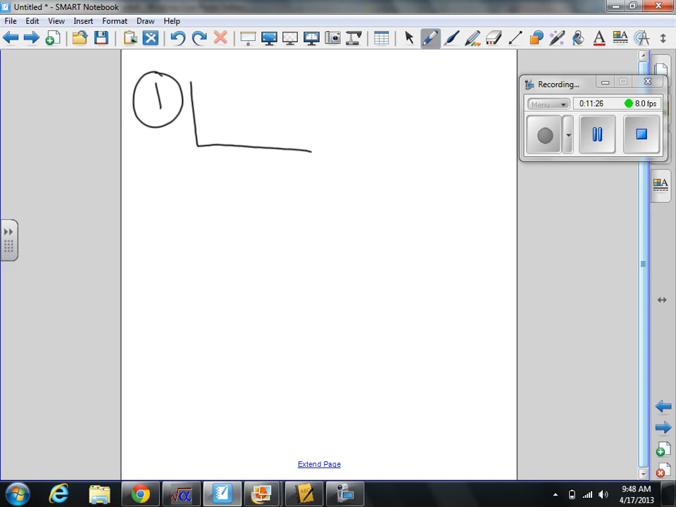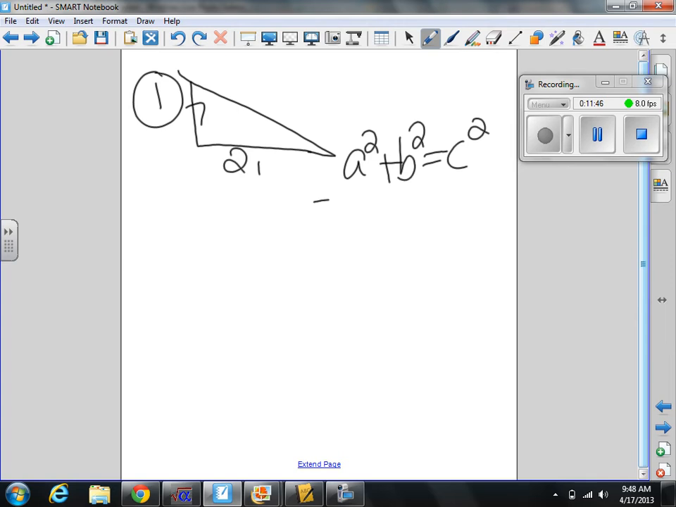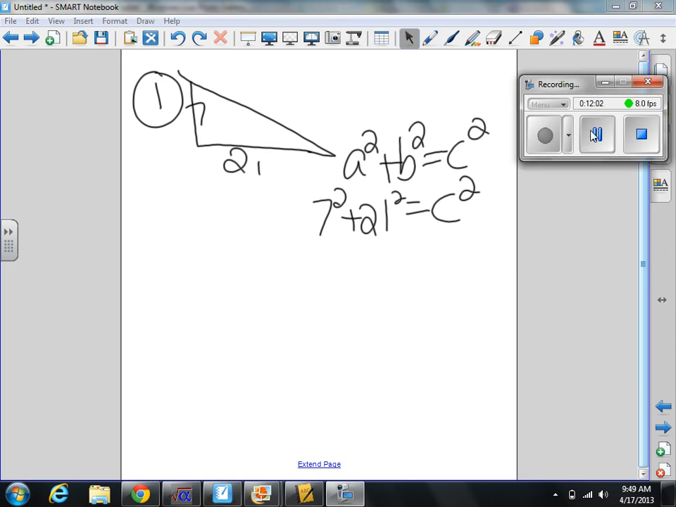It kind of looks like this, and the other way around. This side is 7. This side is 21. So we're going to start with the Pythagorean theorem. a squared plus b squared equals c squared. You can pick the 7 or the 21 to be called a or b. It's up to you. 7 squared plus 21 squared equals c squared. Take 7 and square it. So 7 squared is 49.